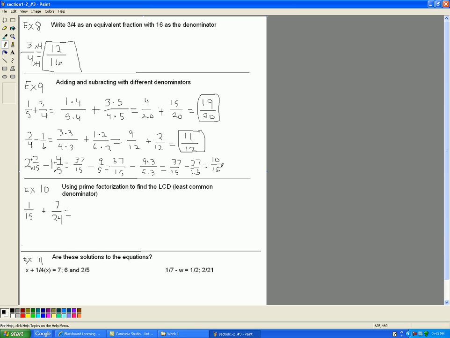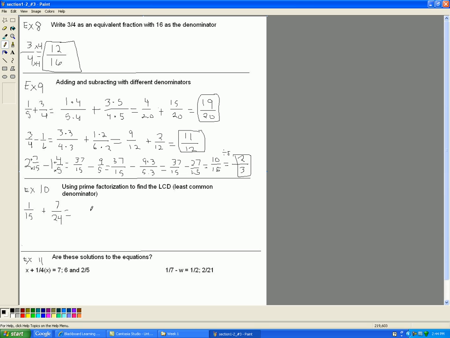Are we done? Nope. We see that 10 and 15 have a common factor of 5. So we divide both of these by 5. Divided by 5, just put a little note so we know. 10 divided by 5 is 2. 15 divided by 5 is 3. So 2/3 is our final answer here.